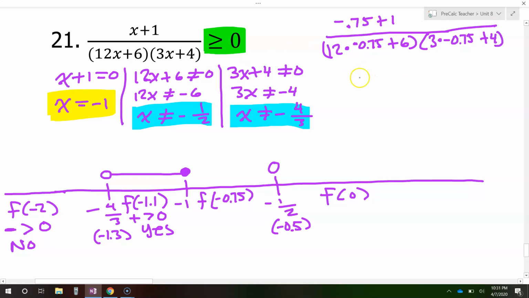In the numerator, I'm going to have a positive number, because the positive number is bigger. In the denominator, what is 12 times 0.75? So I'm using my 4-function calculator. 12 times 0.75, that's 9. So this is going to make negative 9. And obviously negative 9 and positive 6, that's going to give us a negative number.